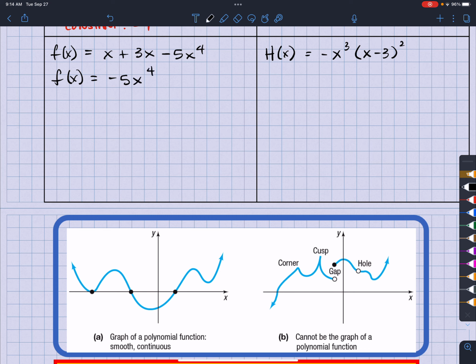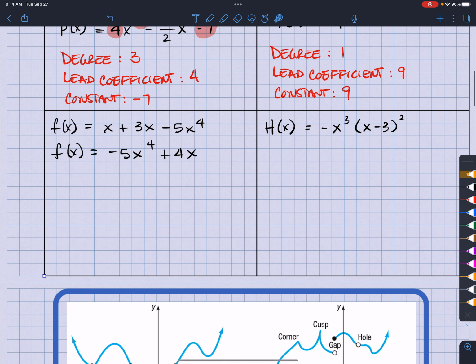And then those two are like terms, so let's go plus 4x. Okay? And if that's the case, then I can come back up here and grab this. And now we can look at the degree is a 4, because that's the largest power. The leading coefficient is -5.